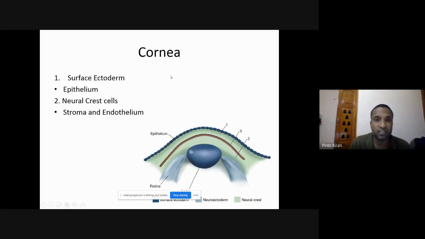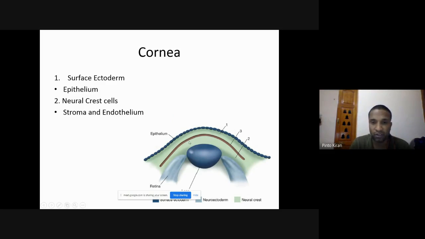Coming to the formation of the cornea. The cornea arises from two parts. The corneal epithelium, which has to regenerate every time, arises from the surface ectoderm. Next, the corneal stroma and the endothelium arise from the neural crest cells.